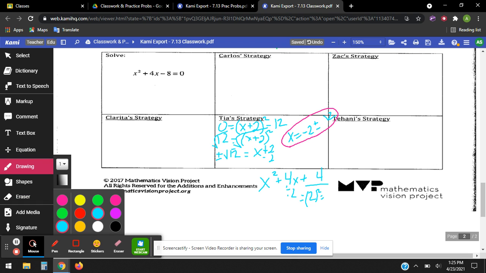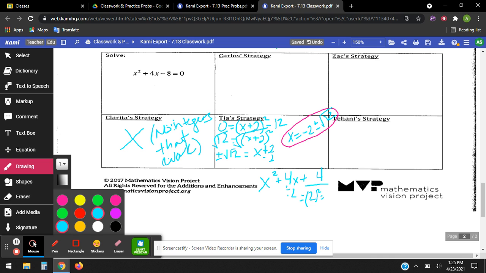Wrong buttons. Square root of 12. Okay, now because this is not an even number, we really can't do this. There's no integers, or even nice numbers that work.